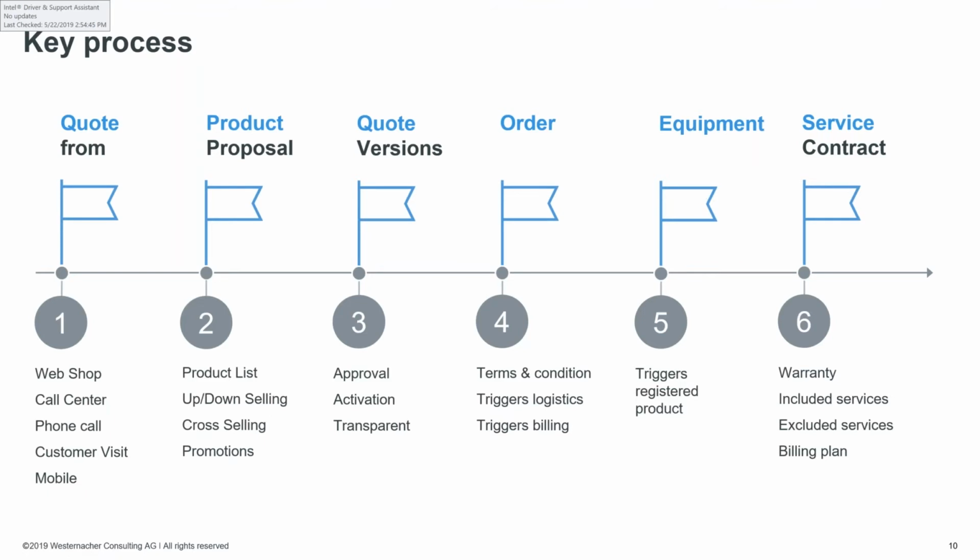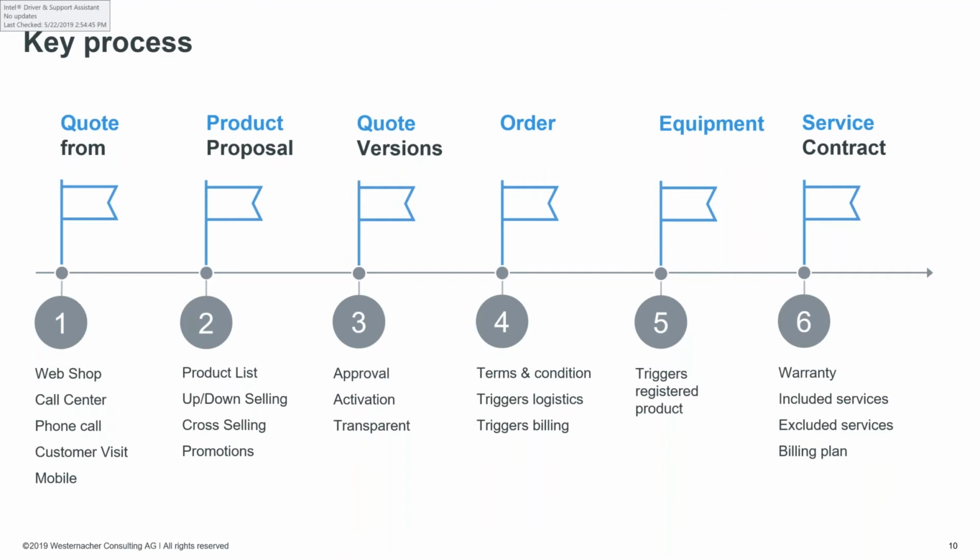What was the key process? The key process was that you created a quote, and it's important the quote could be created out of a web shop, out of a call center, out of a phone call, a customer visit with a mobile device, and even if the customer facility does not have access to a mobile framework, it could be done offline and later be transferred to the system.